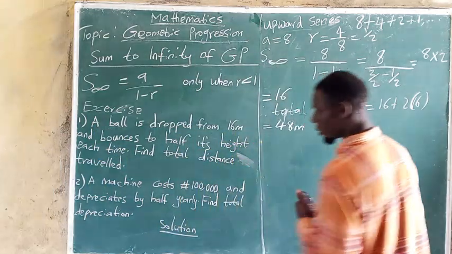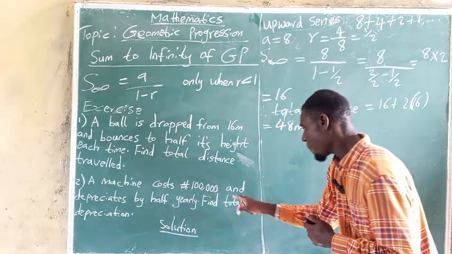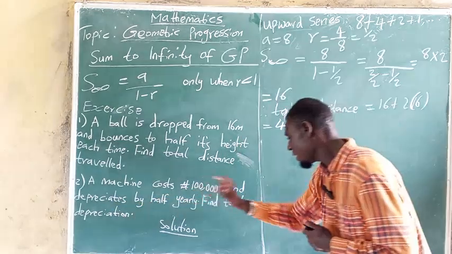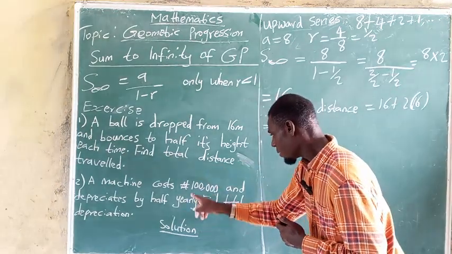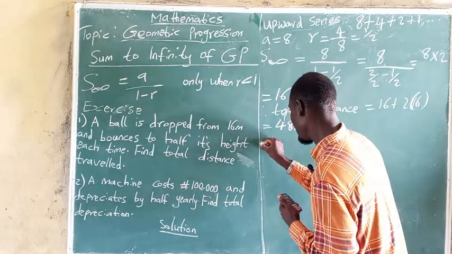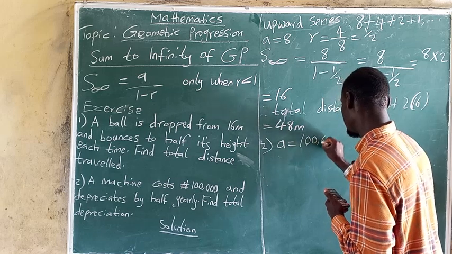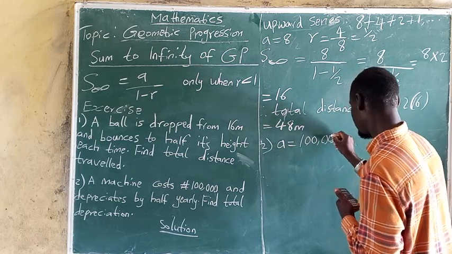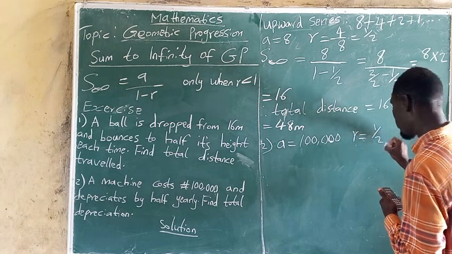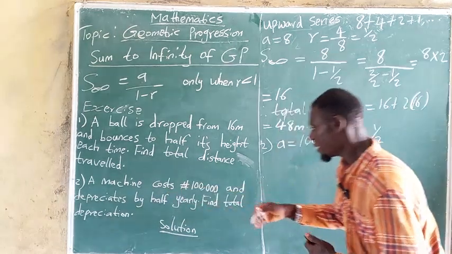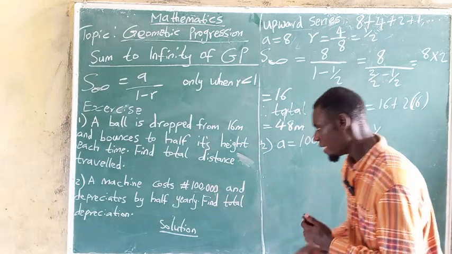Now, let's come back to the second question. The second question says that a machine costs 100,000 naira and depreciates by half yearly. Depreciate by half yearly. Now, by half yearly, this is the first number. So our first term A is equal to 100,000. Our common ratio will be half a year. That is, in every 100,000, it depreciates half in a year.